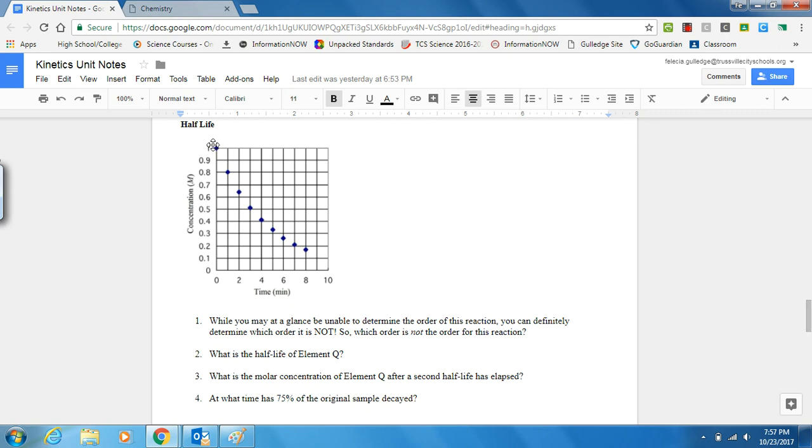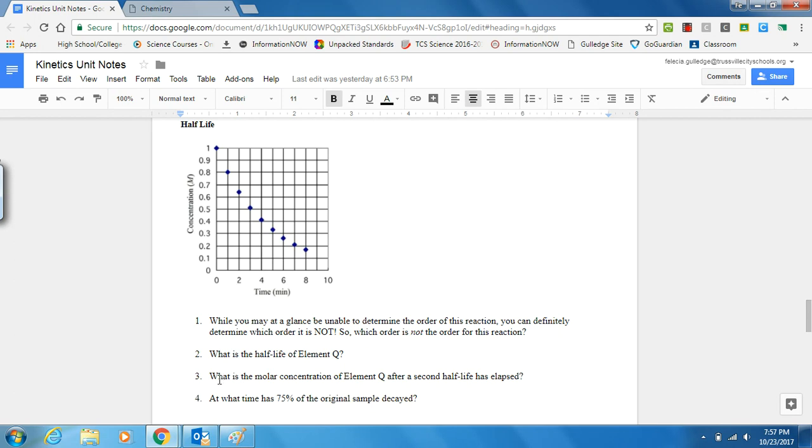We started out with 1 molar for my concentration. So how much is half of that? Half of 1 is 0.5. So how long did it take for this reaction to have 0.5 disappear? That would be 3 seconds. All I have to do is look at my graph. So that's pretty easy, right?